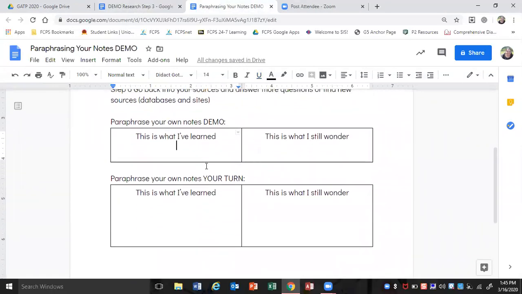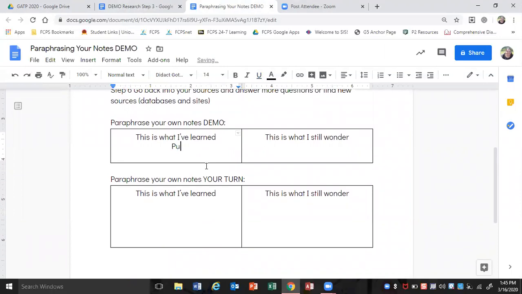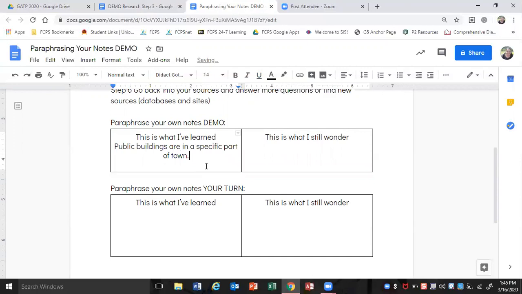So if I'm going to go back to my paraphrasing chart, I'm going to write in my own words some things that I learned and some connections that I'm finding between those facts that I've collected. So something that I've learned would be that public buildings are in a specific part of town, because I know that they're putting all those public buildings in the center where everybody works, so they're all close by, they're easy for everybody to access, so that was pretty purposeful in them putting them in a specific part of the town.